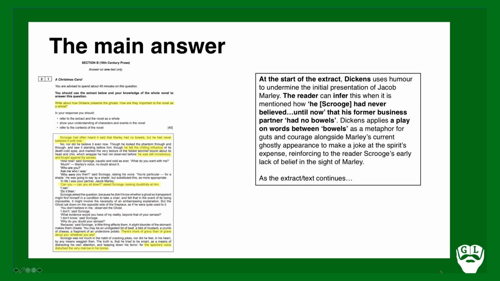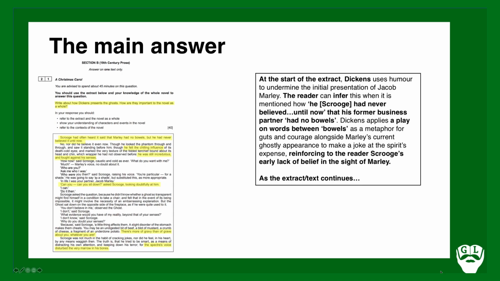Now, I mentioned here how Dickens applies a play on words between bowels as a metaphor for guts and courage, alongside Marley's current ghostly appearance. So I picked out just that word, bowels. See how I've gone from the quote and deeper in to make a deeper exploration and evaluation. I then make a slight evaluative point at the end, demonstrating how it reinforces to the reader Scrooge's early lack of belief in the sight of Marley. And then I go, as the extract or text continues.